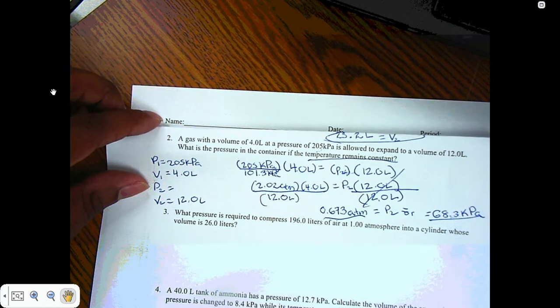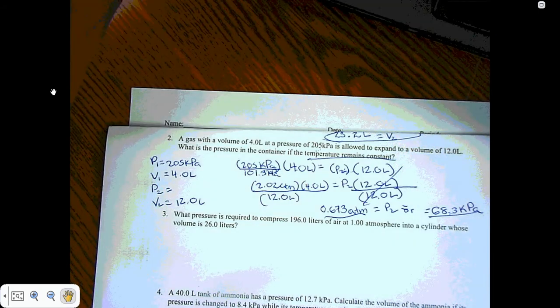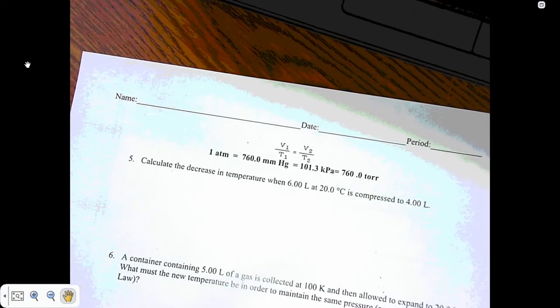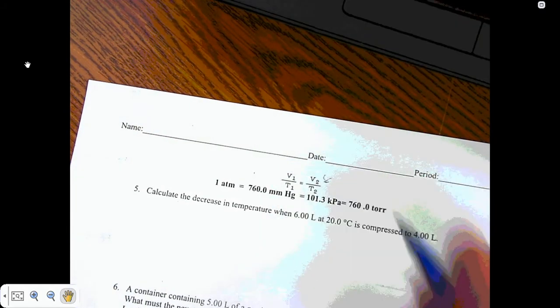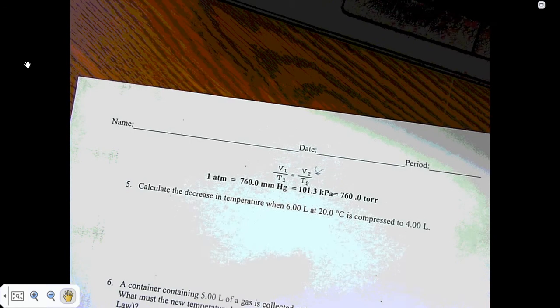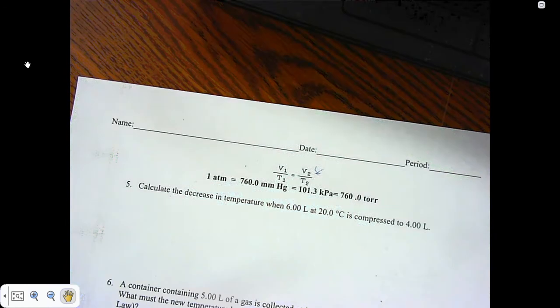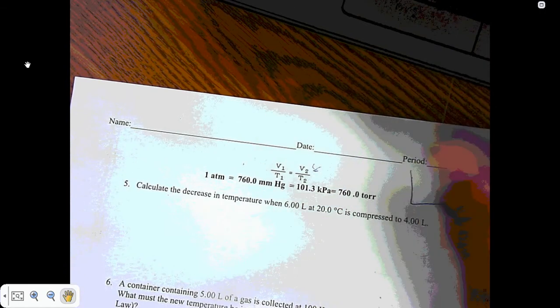I'd like to get ready to proceed to our next part, which is going to deal with Charles' law. Let's take a look at some problems that feature Charles' law. So we have our Charles' law equation indicated here. The interesting thing about Charles' law, which is different from Boyle's law, is that it compares volume and temperature. It has a direct relationship, which means that as the volume increases, so does the temperature.